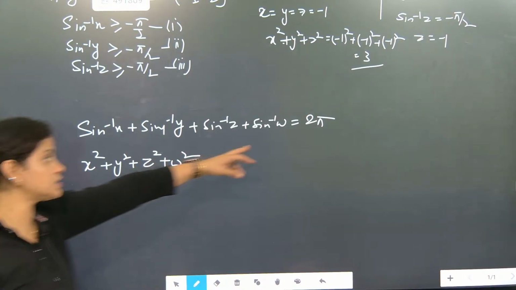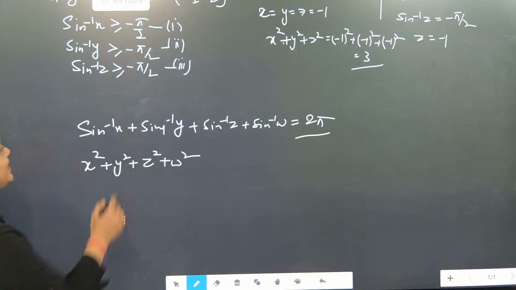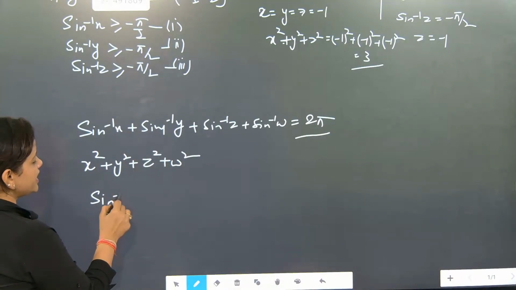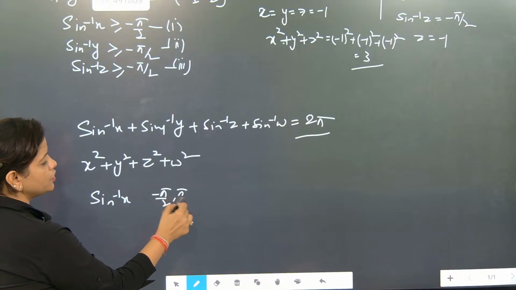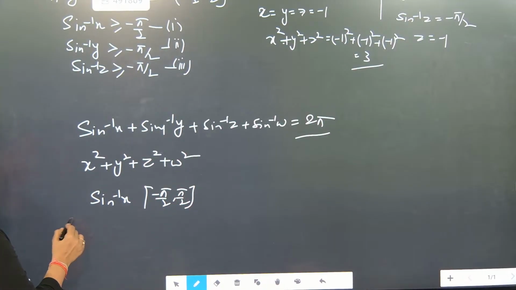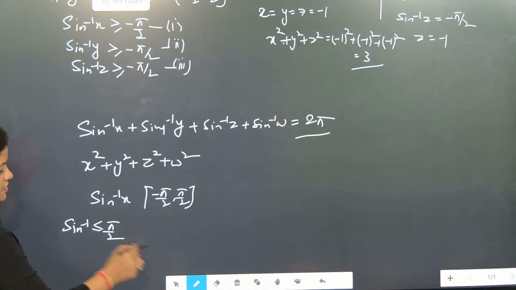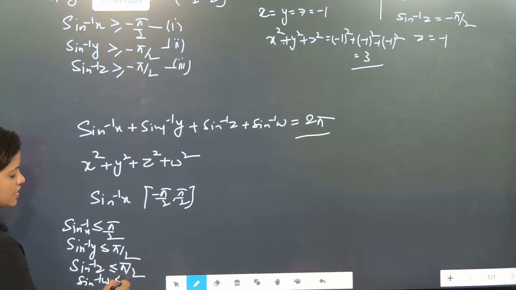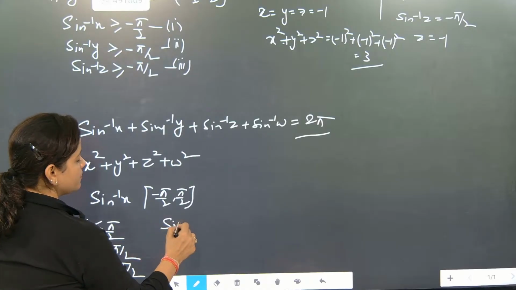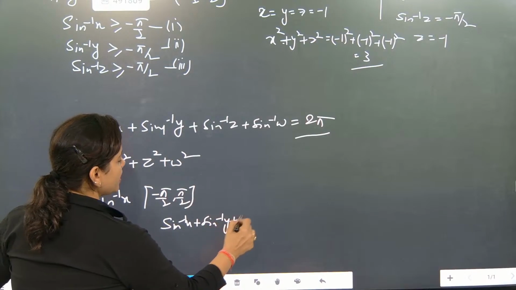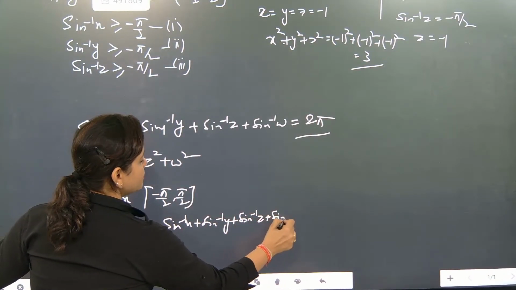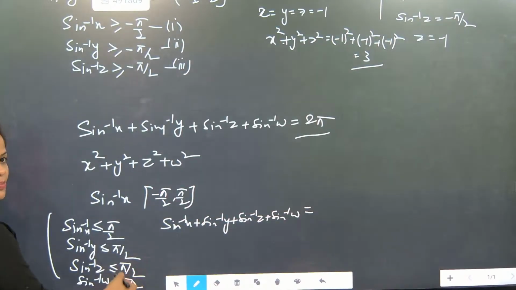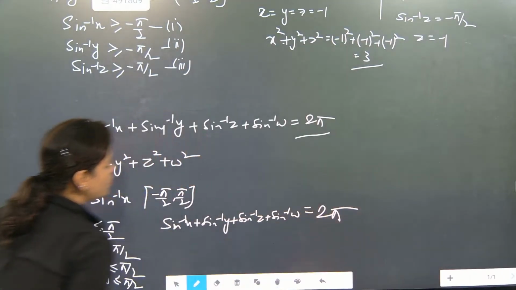Then what will you do? Here plus 2 pi is given. What is the range of sine inverse x? Minus pi by 2 to pi by 2. That means sine inverse x is less than or equal to pi by 2. Again, sine inverse y is less than or equal to pi by 2, sine inverse z is less than or equal to pi by 2, and sine inverse w is less than or equal to pi by 2. Add everything. Sine inverse x plus sine inverse y plus sine inverse z plus sine inverse w is equal to pi by 2 plus pi by 2 plus pi by 2 plus pi by 2, which is coming as 2 pi.